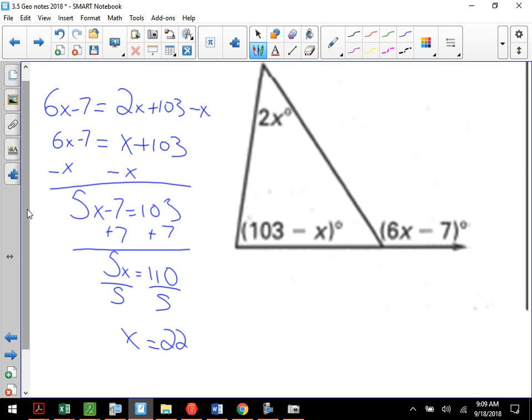The order in which you add things doesn't change anything. Because what's 3 plus 2? What's 2 plus 3? So 2x plus 103 minus x is still x plus 103. So 103 minus x plus 2x would still be x plus 103. It does not matter. When you add things together, it doesn't matter the order you put them in. Same thing with multiplication. It matters when you subtract. It matters when you divide.